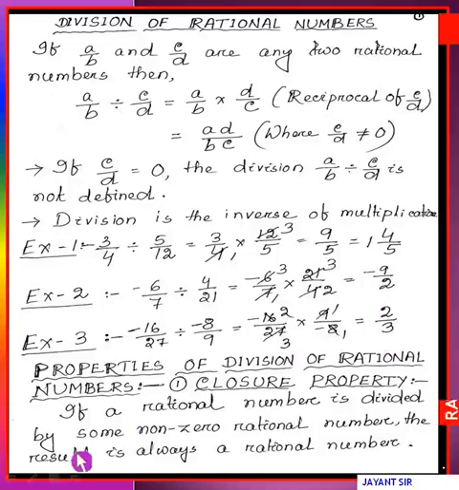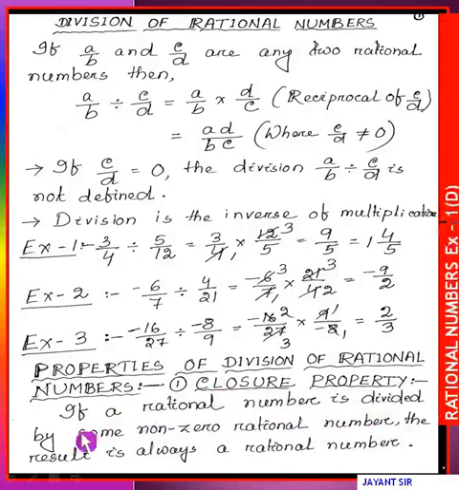Now come to learn the properties of division of rational numbers, and the first property is the closure property. If a rational number is divided by some non-zero rational number, the result is always a rational number. Before, I was telling you what happens if it is divided by 0; I will show you that afterwards. So once again, if a rational number is divided by some non-zero rational number, the result is always a rational number.